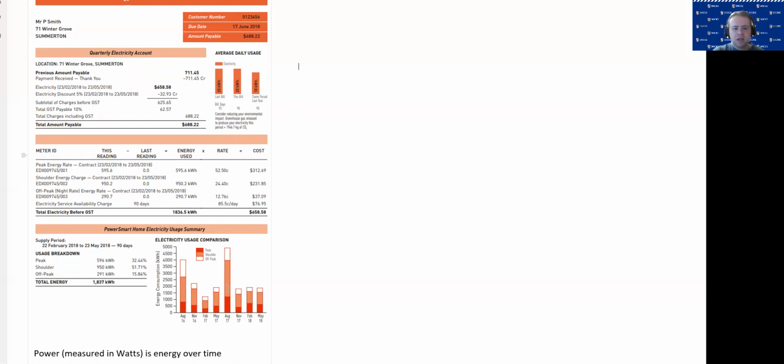It might be that they're heating their house. It might be that they're at home more. They might, for whatever reason. So that sort of breaks it down, as you can see there. All right. So that is basically how we can read an energy bill.